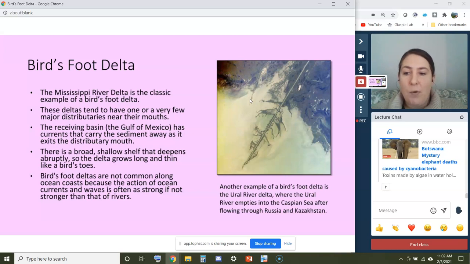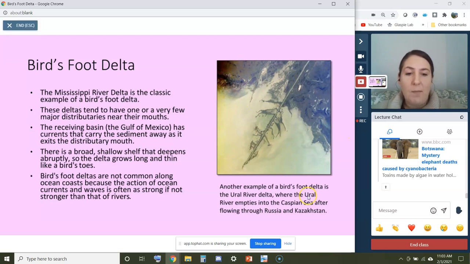So there's going to be a broad, shallow shelf that deepens abruptly, and that delta grows long and thin like bird's toes. That's what we have in the Gulf of Mexico. We have a very broad shelf, and then it drops down into deep ocean territory. Because you need all of these different things to happen to form a bird's foot delta, they're not very common. They're really not common along ocean coasts. Usually the action of the ocean currents and waves is too strong, and it overwhelms the action of the river. So the Mississippi River Delta is quite special.